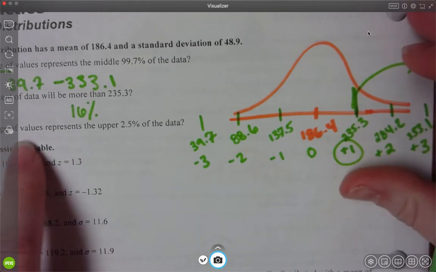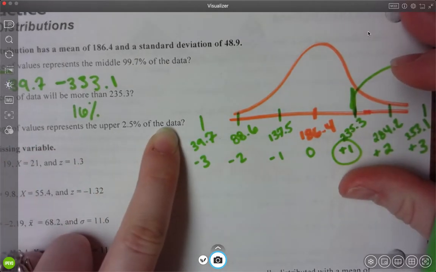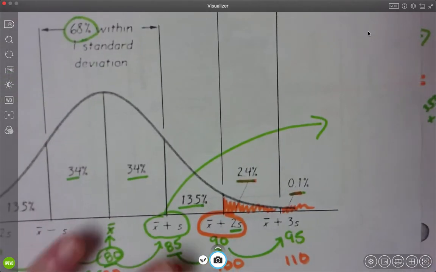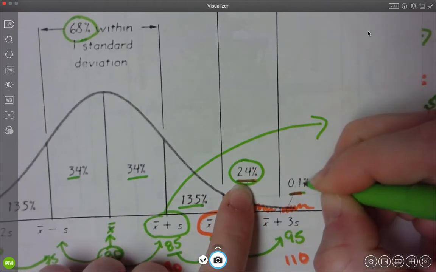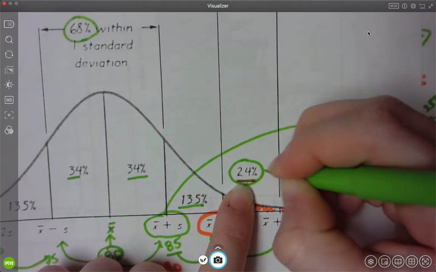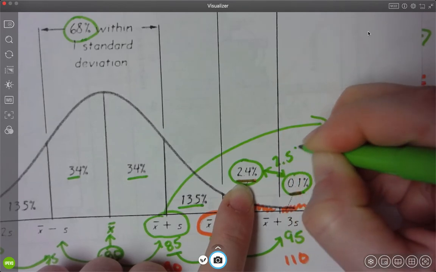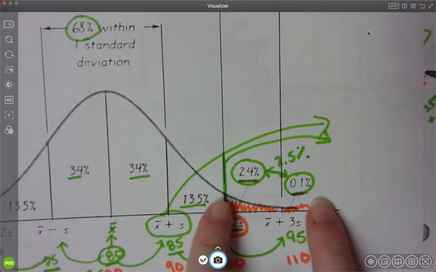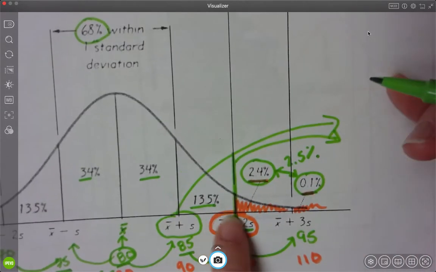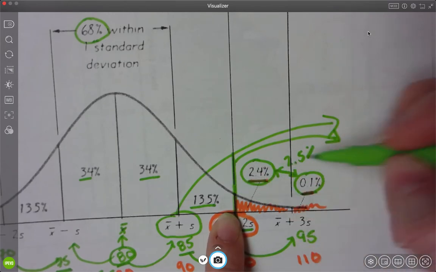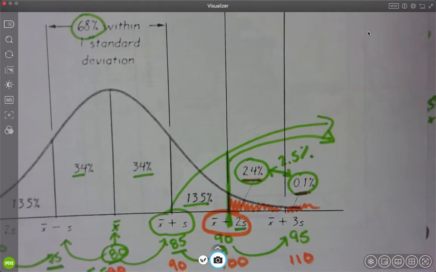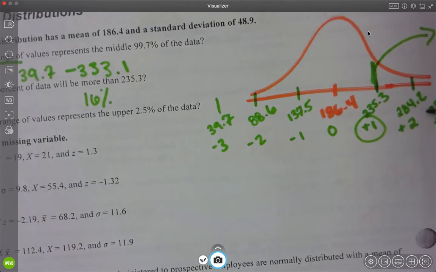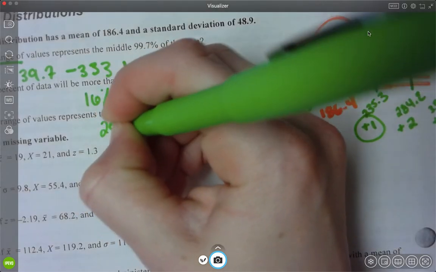And then it says, what range of values represents the upper 2.5% of the data? So this one's kind of a weird question. The upper 2.5% is going to be this 2.4 plus that 0.1. This is 2.5% right here. So where is that cutoff mark that represents the largest 2.5%? It would be this number right here, because anything larger than that is 2.5%. So that is going to be the +2 number, and my +2 number is 284.2.